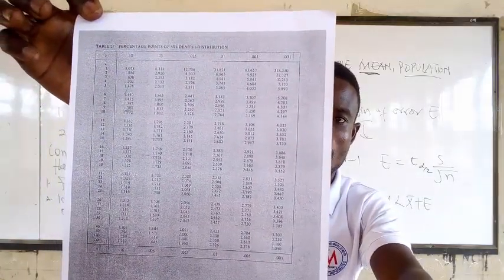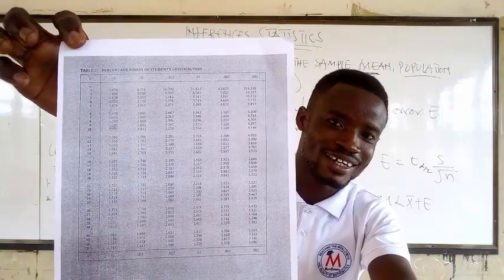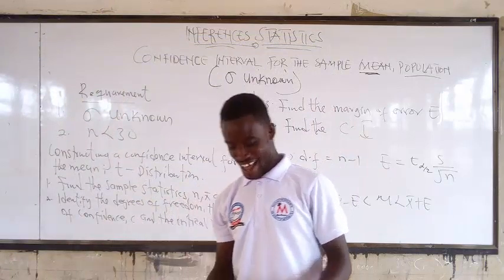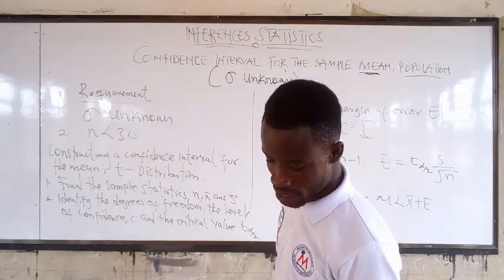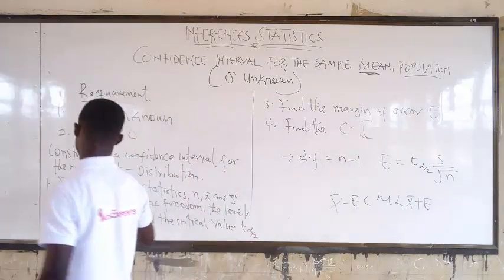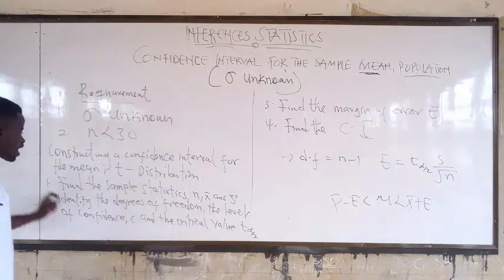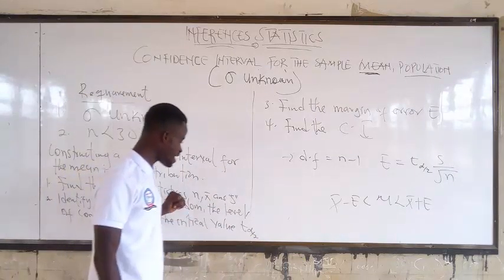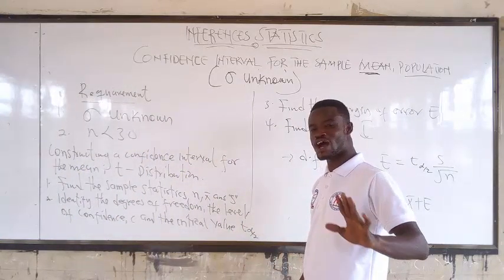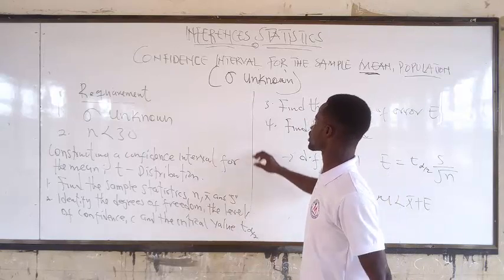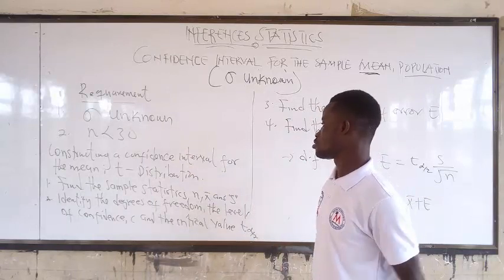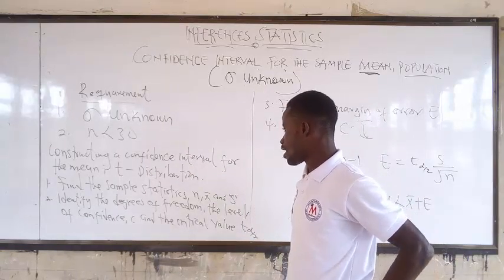If you don't have your own, pause the video, screenshot it, and go to any cafe to print it. So that's how we do it. I will teach you how to use it. It's just simple. One, you will find the sample statistics n, x bar, and s. Why s? Because now we are no more dealing with the population standard deviation.